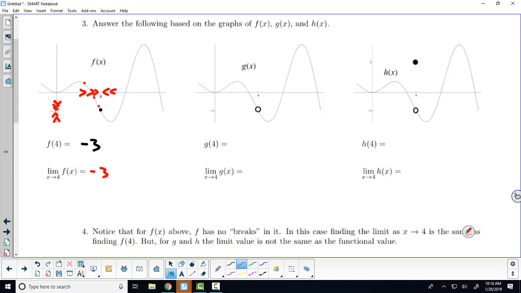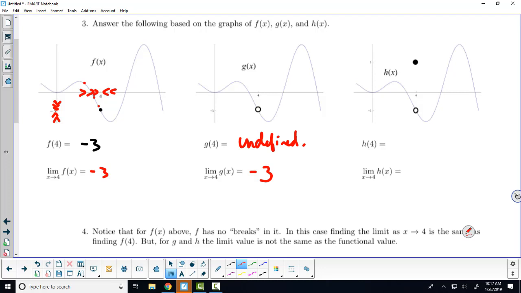Is that cool? Yeah, I agree with that. So the limit here is going to be what? Negative 3. And what do we say for the functional value? Undefined. Okay, if you put does not exist, I won't mark you wrong. But when I say evaluate a function at a place and you can't, you usually say undefined. We'll use does not exist when we talk about when you can't find the limit. That's a way we'll keep track of those two ideas.